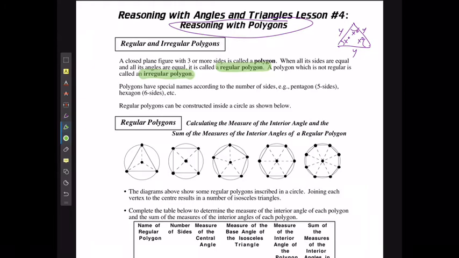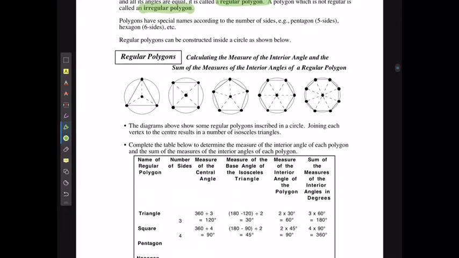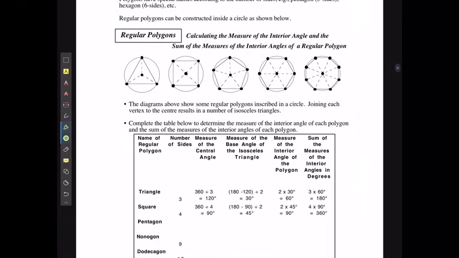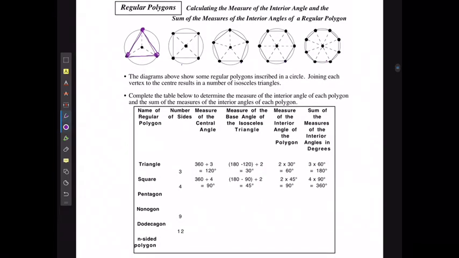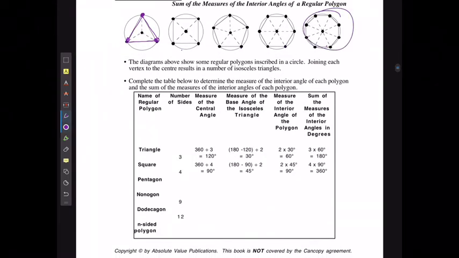Regular polygons can be constructed inside a circle, as shown below. In all these cases, I've constructed it inside of a circle, and I just go from one edge of a circle to another edge, and then back. So here I have my triangle, I have my square, I have my pentagon, hexagon, and septagon. Sorry, this case is an octagon. All right. So the diagrams above show some regular polygons.